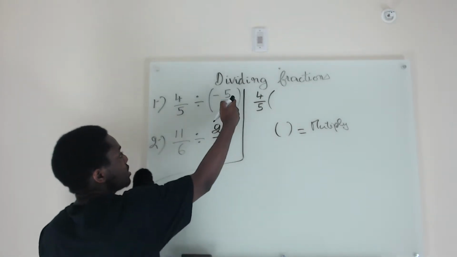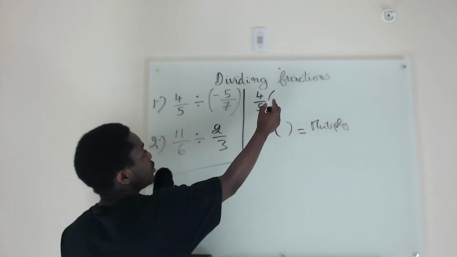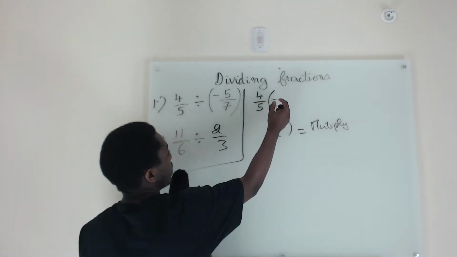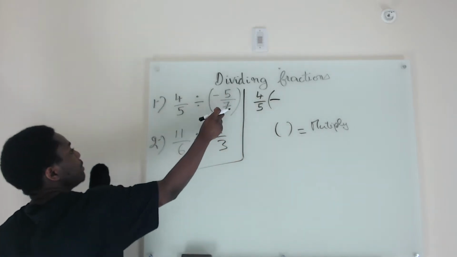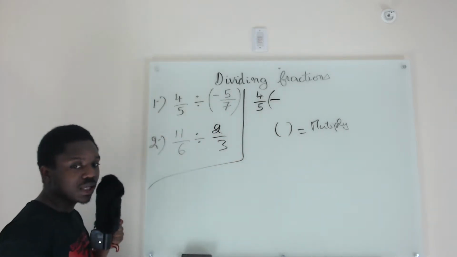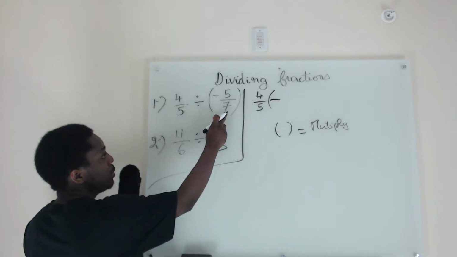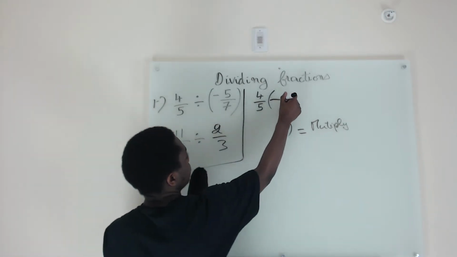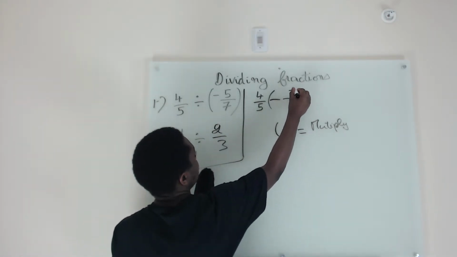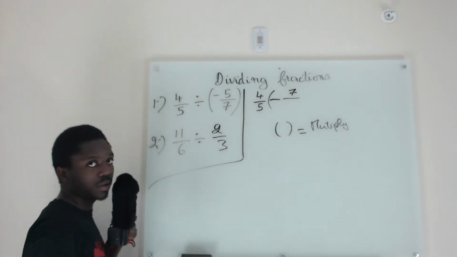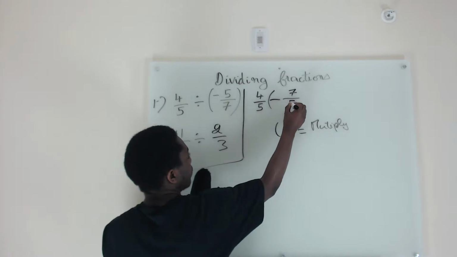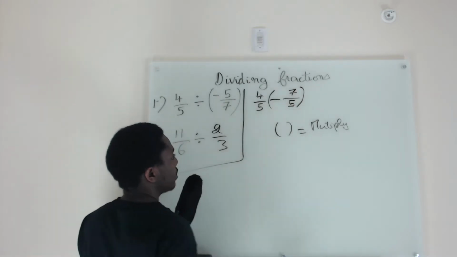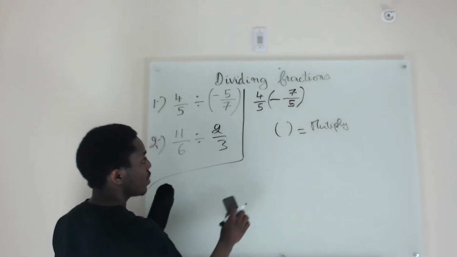So this is the second fraction. I can put the negative sign right here. And now I have to flip this fraction right here, the second one. So I take the bottom, I put it on the top, and I take the top and I put it on the bottom.